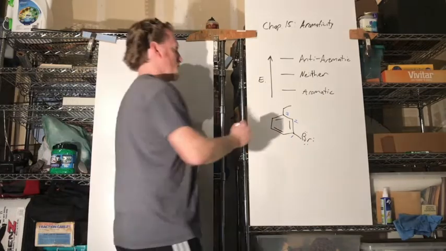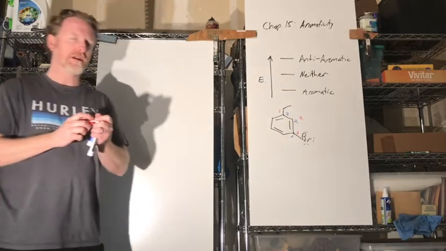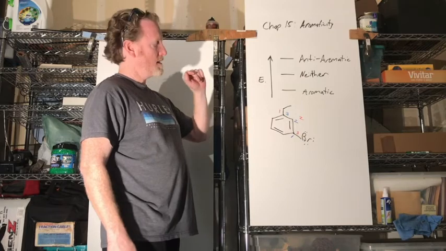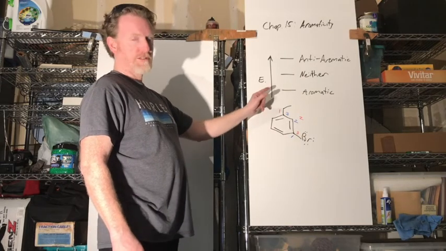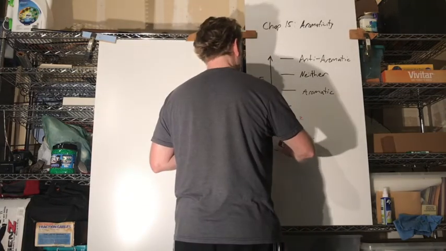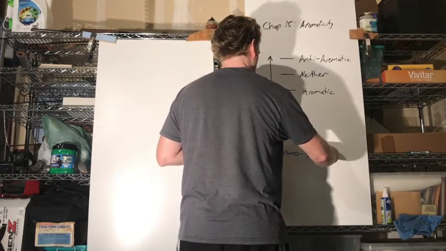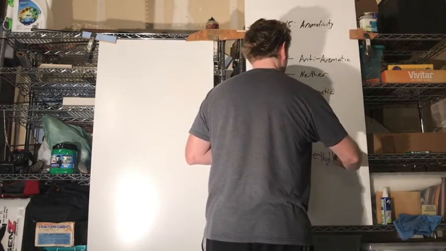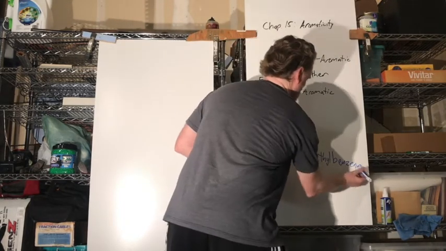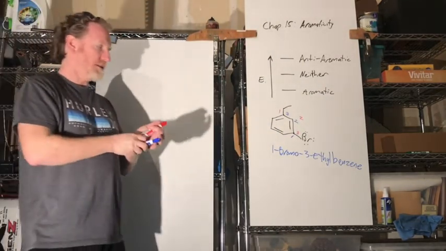Another one would be to start with the ethyl, 1, 2, 3. And what do you think we're going to go with? The bromine being 1 or the ethyl being 1? Bromine starts with a B. Ethyl starts with an E. So this is a 1-bromo-3-ethylbenzene. Not too hard, right? We'll try another one.